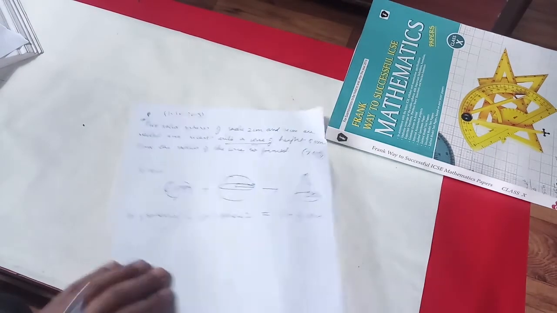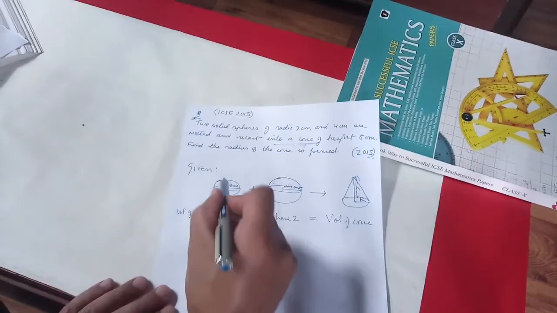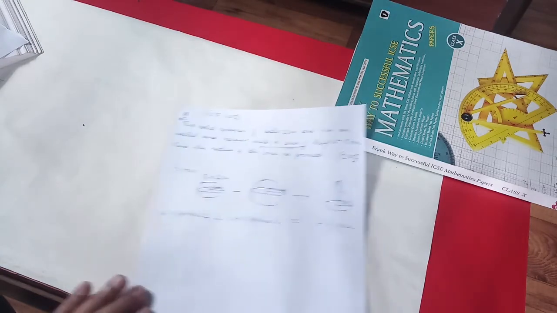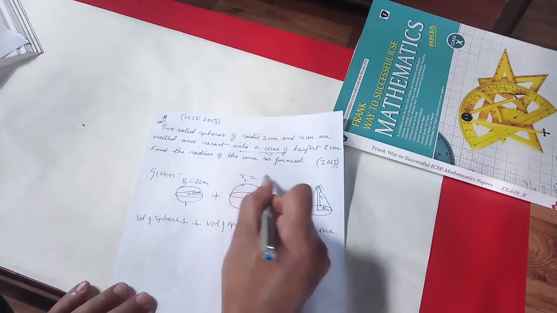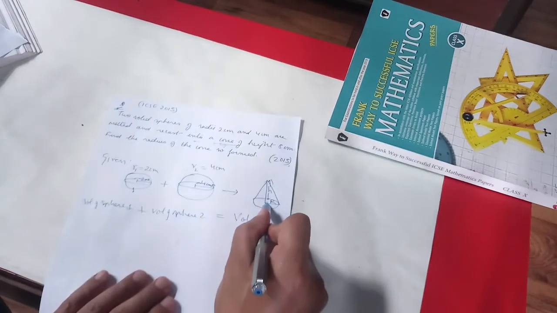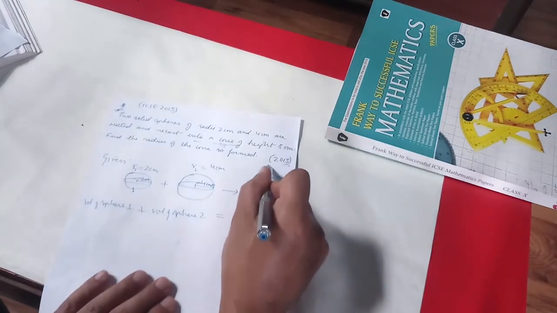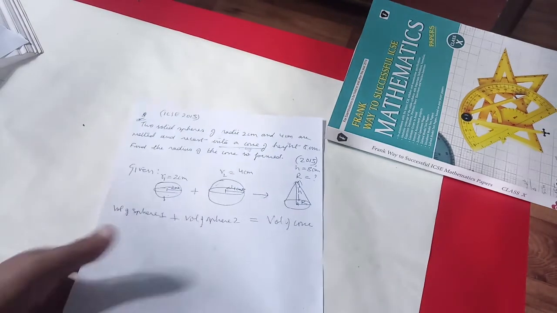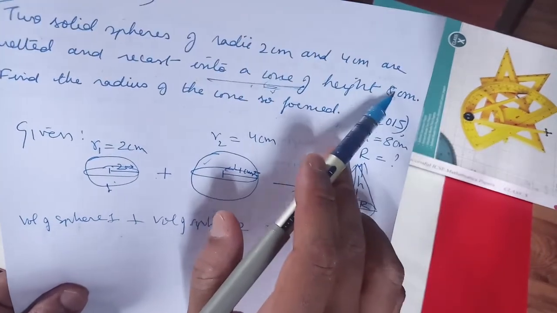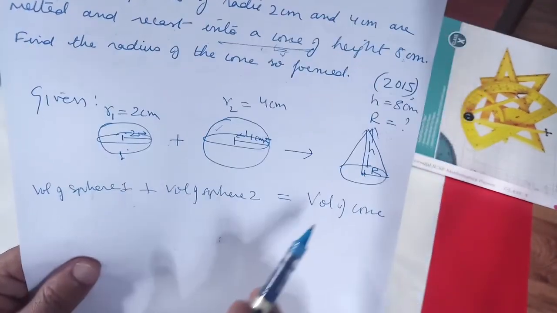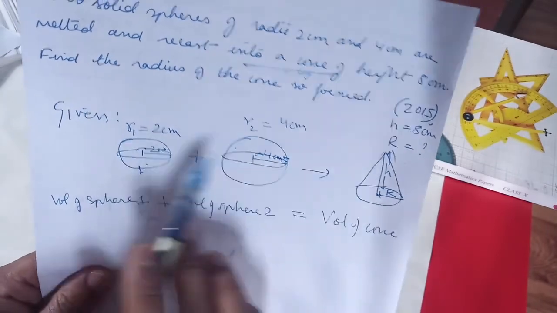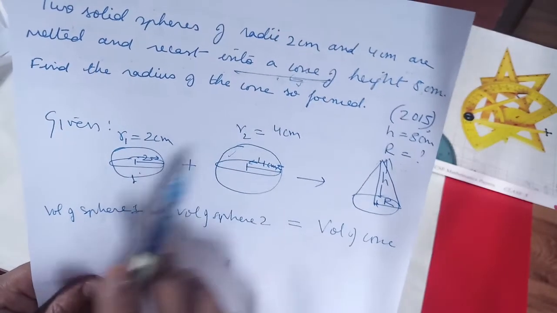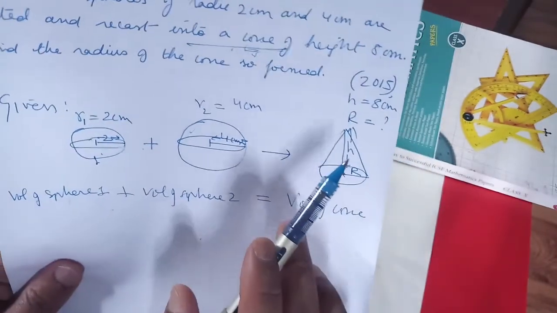Now for this sphere, let us say R1 is 2 centimeter. For this sphere, let us say R2 is 4 centimeter, and for this cone the radius is not given but the height is given. How much is the height? 8 centimeter. Find the radius of the cone so formed. So now apply the formula of the volume. The volume of these two spheres will be the same formula, but the value of R will be different. That's why we have to add them. Here you have to apply the volume of the cone.